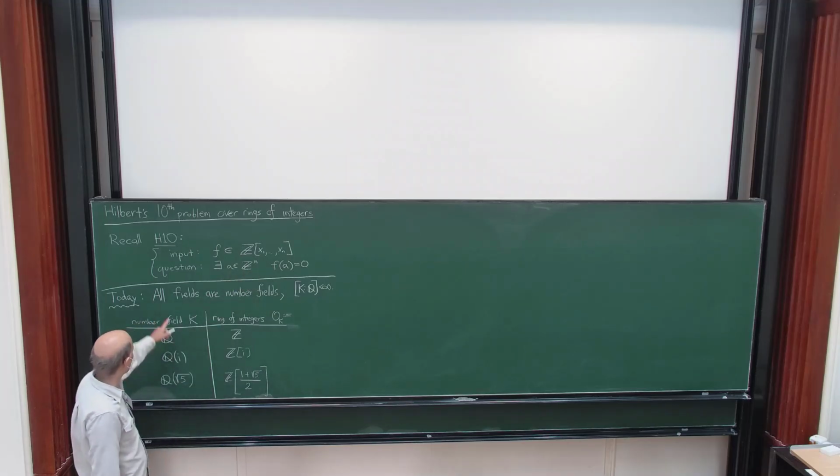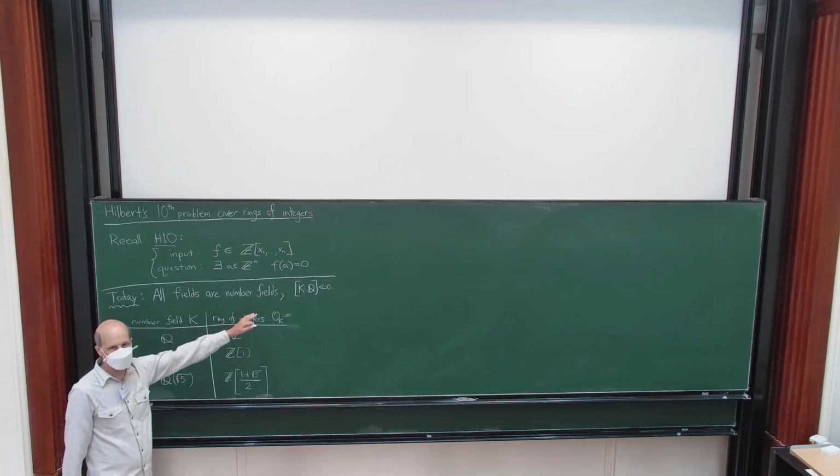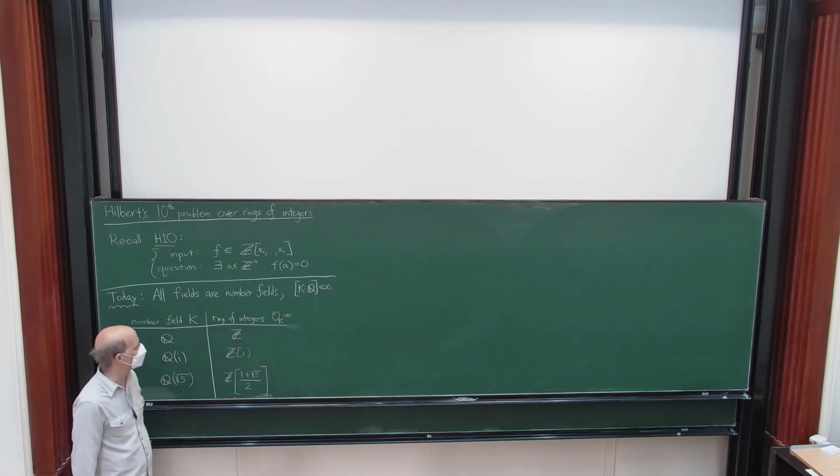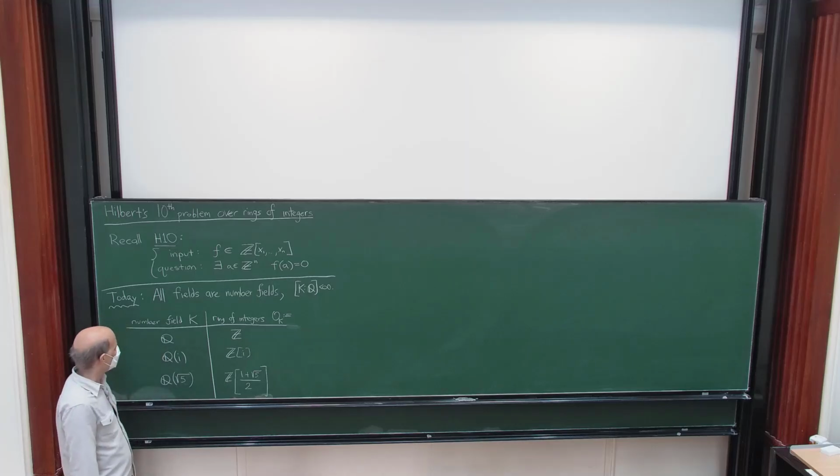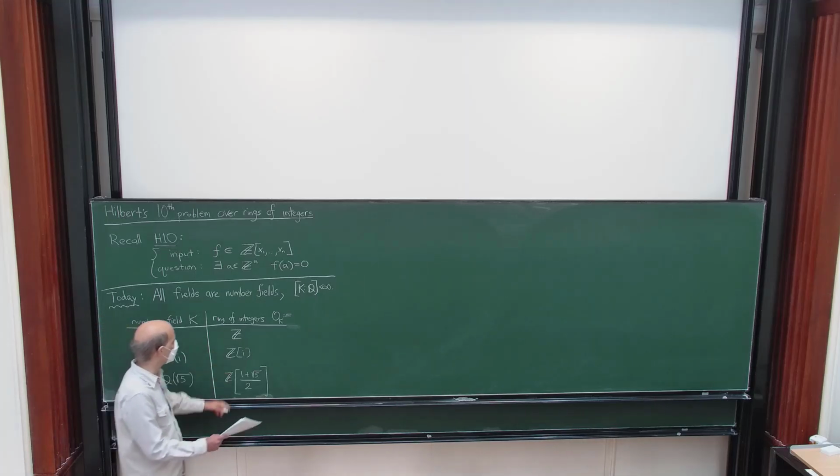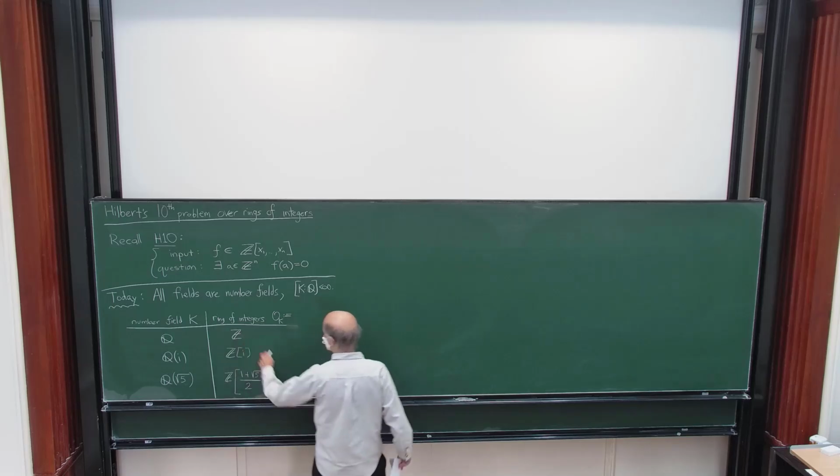And so let me just recall what the ring of integers of a number field is. By the way, there's no field except a number field today. So every field is a finite extension of Q. And so here are some number fields, and here are the rings of integers. These are supposed to be analogs of Z.